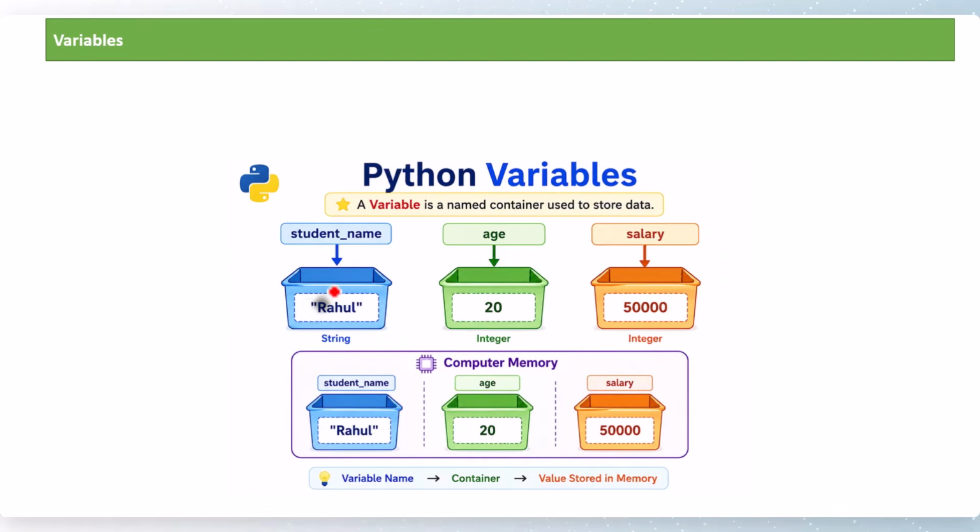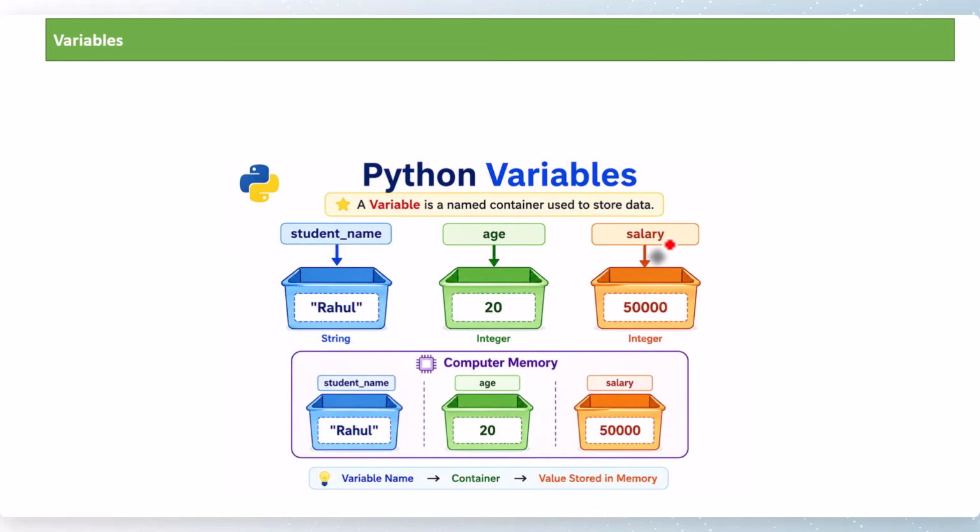So here we see three variables: student name, age, salary. The first variable, student name, is acting as a container. The value that is stored inside that is called a type of string. The value is Rahul. And the second variable is age. It stores the value 20, and which is a type of integer. We will see this in the concept of data types.